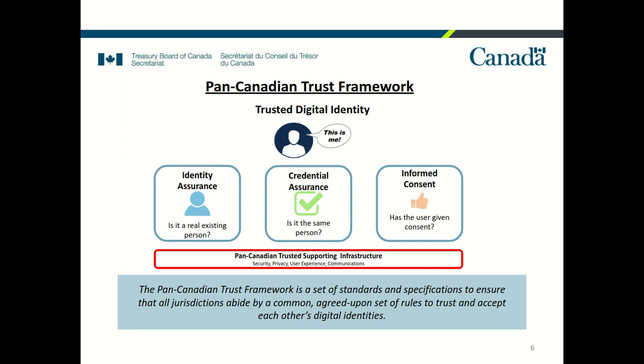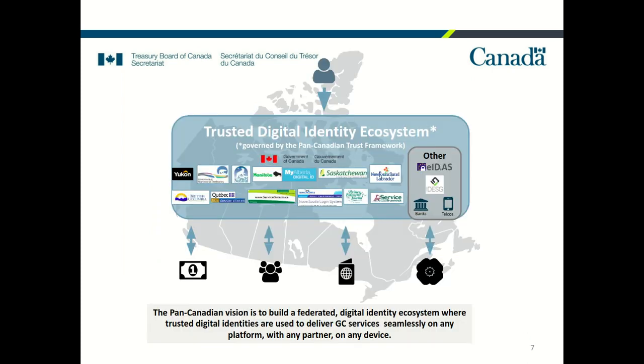Underneath that is what we're calling the Pan-Canadian Trusted Supporting Infrastructure. It's not a single system. In other countries, they typically have a single identity system. We see what we're calling an ecosystem, or a set of systems working across the country. Each province will have one, and there may be others provided by industry. We want this all to work together toward the benefit of the individual.